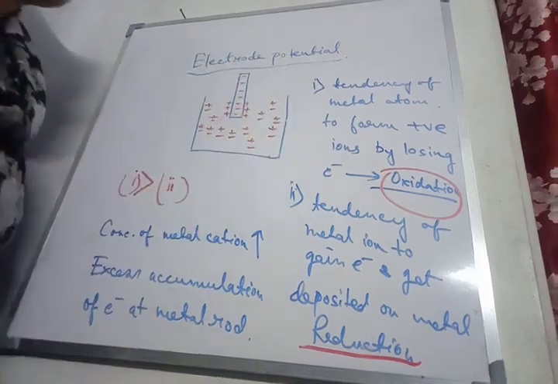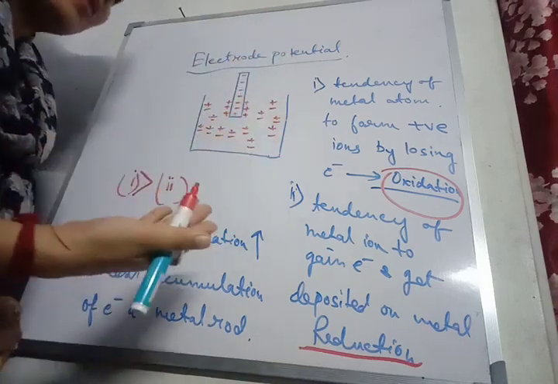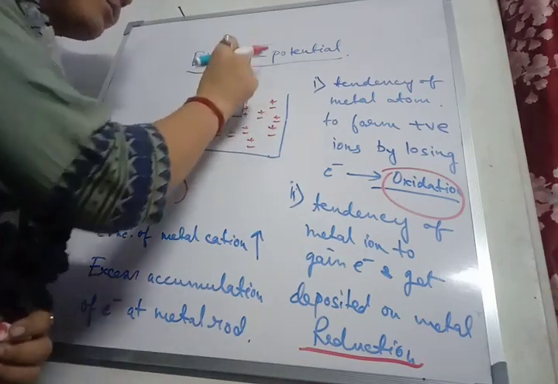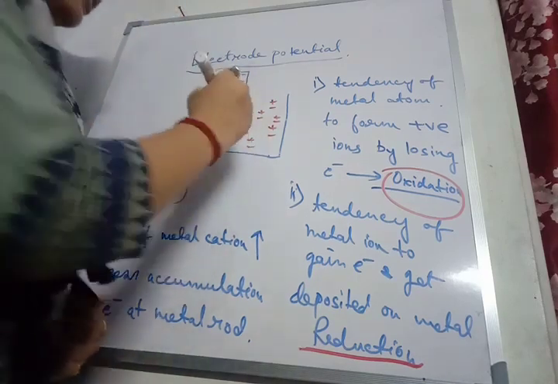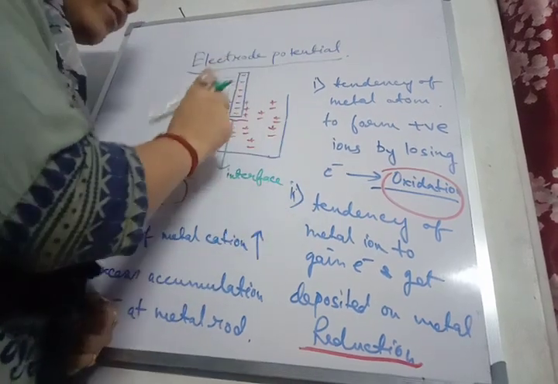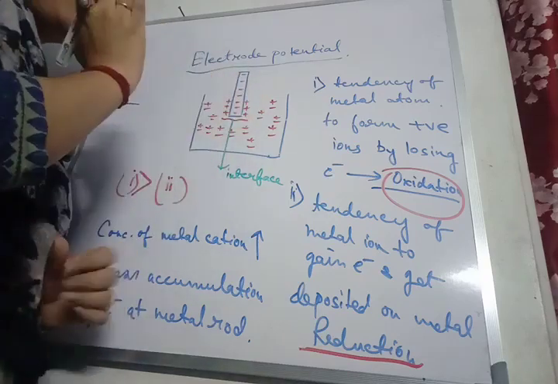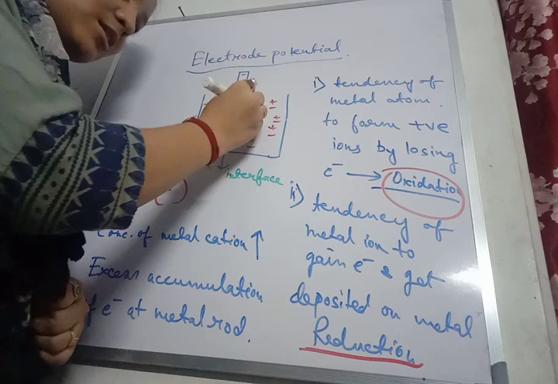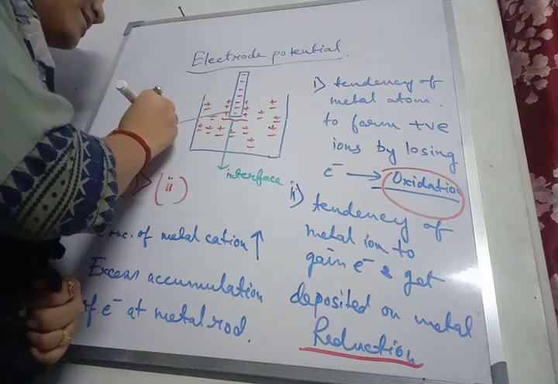This is plus and minus, that means cations and anions. If I have zinc sulfate solution, I'll be having Zn2+ and sulfate ions. This scenario is closer to the metal rod. Now what is this region known as? This region is known as the interface. It's only at the interface that we see this combination of positive and negative charges. Interface is the point where the metal rod is in contact with the solution of its own ions. Only at that point do we get this positive and negative charge combination, and this is known as the electrical double layer.